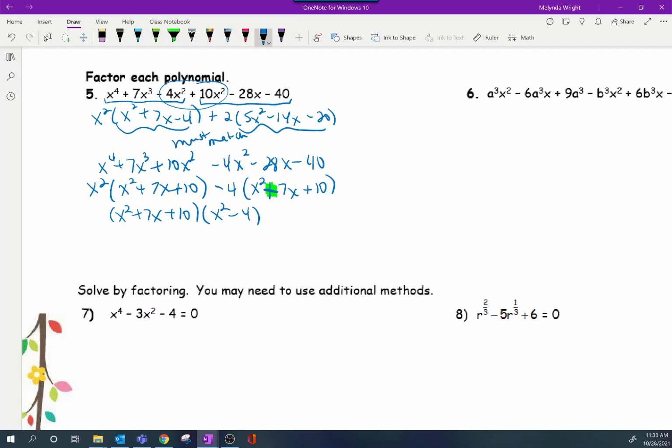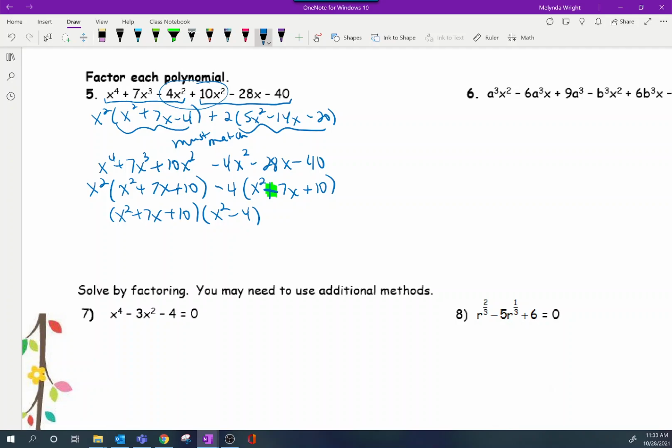That has a special factoring pattern of x, a plus b, a minus b. So x plus 2, x minus 2. And we have factored this little guy completely out. All right. Let's try one more crazy like that.